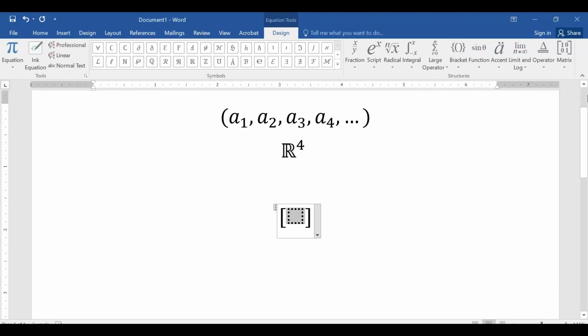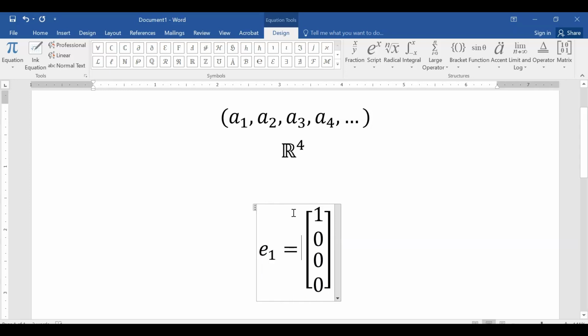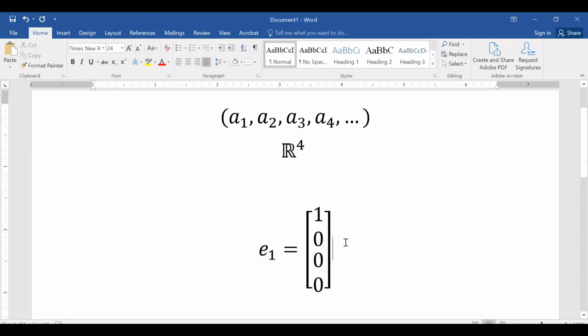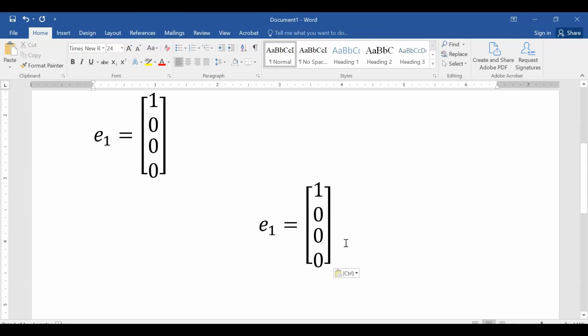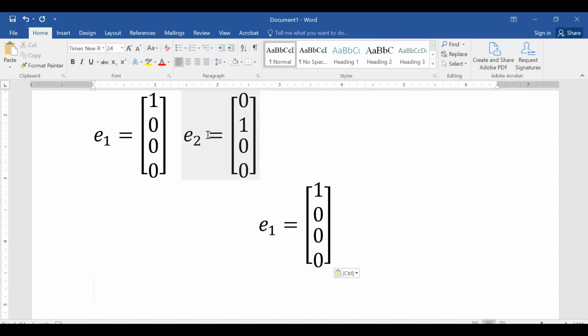In fact, we'll create the standard basis that has a 1 in one slot. So we'll call this E sub 1, usually the elementary elements of the basis. So R4 can be thought of as linear combinations of the standard basis.